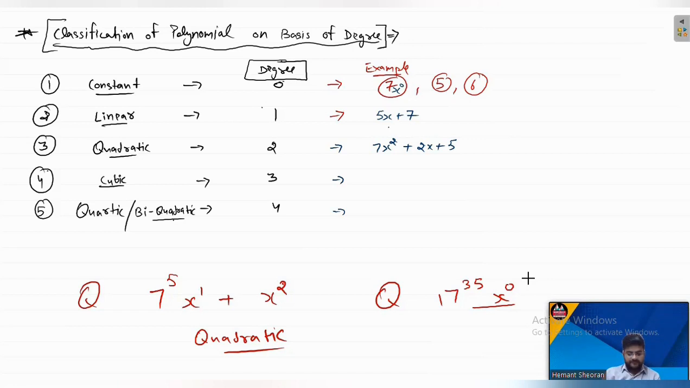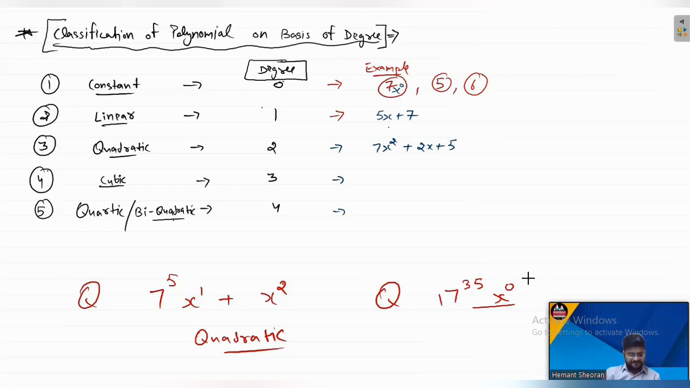Sir, if you have x squared and then plus y to the power 4, would we say the degree is 4? Yes, you will say the degree is 4. It doesn't matter whether it's the same variable or a different one, in the case of degree. Any confusion out there?